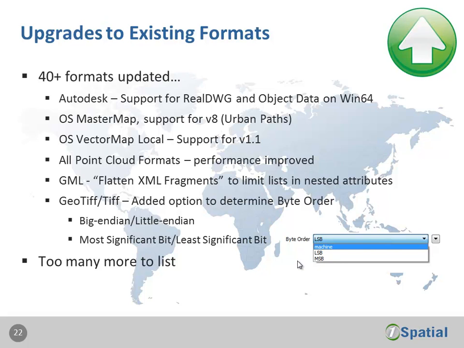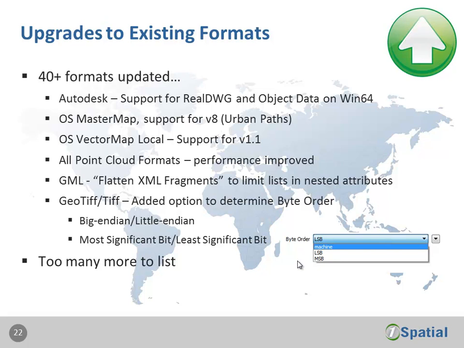Existing formats though never get left behind, they always get updated, and there's more than 40 format updates that have happened over recent months in this version. Certainly I've mentioned that a few formats have appeared now on the Windows 64 environment, and AutoCAD is no exception to that. Now Real DWG is supported on Windows 64.